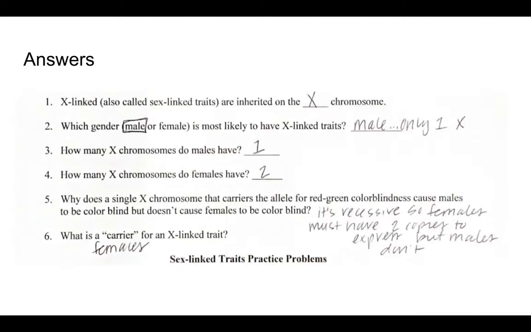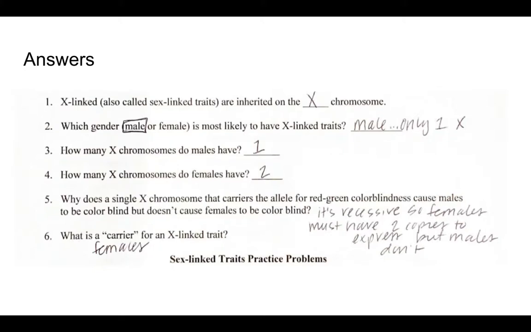So check yourself. Number 1, X-linked. These are traits that are inherited on the X chromosome. Number 2, which gender is most likely to have X-linked traits? Males, because really they only have 1 X chromosome, and whatever that X shows, the male is going to show. They don't have a second X chromosome to potentially mask a condition. Number 3, how many X chromosomes do males have? 1.